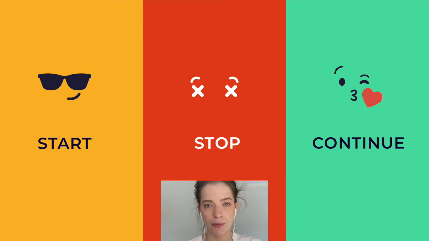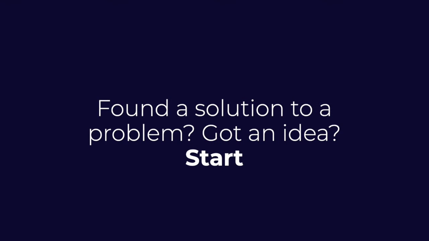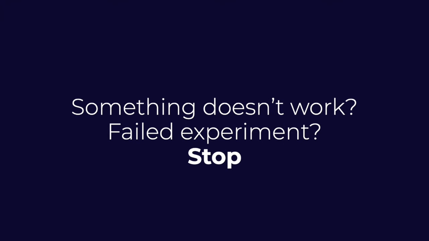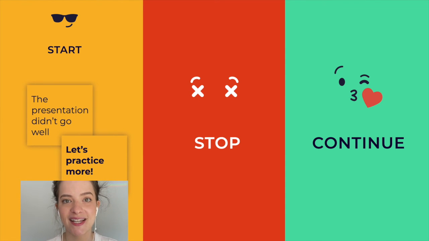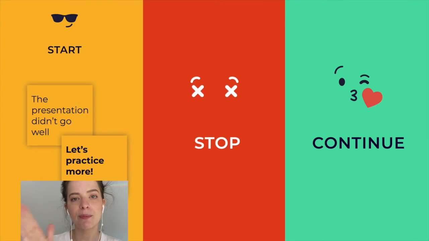Every time you take a Post-it note, there's a possibility to put them into action. Found a solution to a problem? Got an idea? Start. Something doesn't work or a failed experiment? Stop. Successful experiment or something went well? Continue. For example, the presentation that didn't go well and somebody suggests, let's practice more. You can put that in the start column.